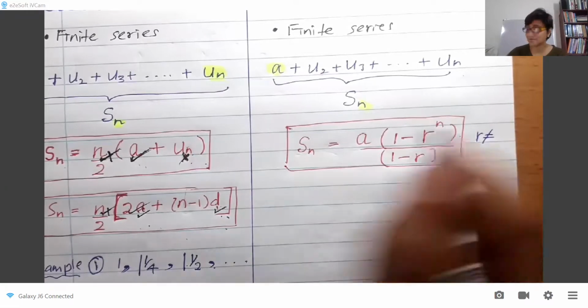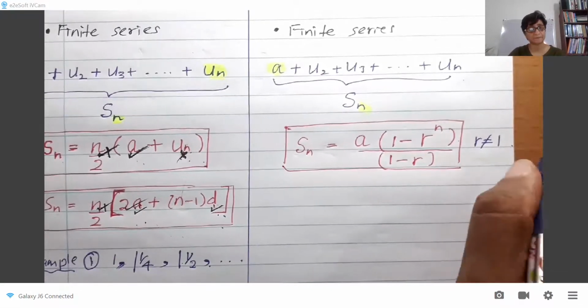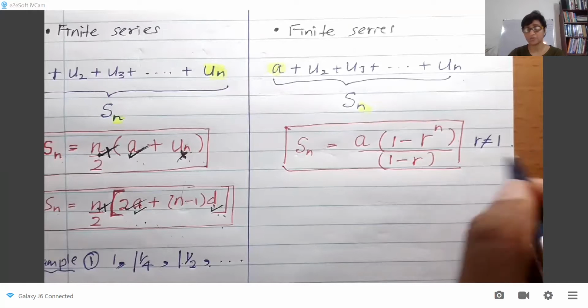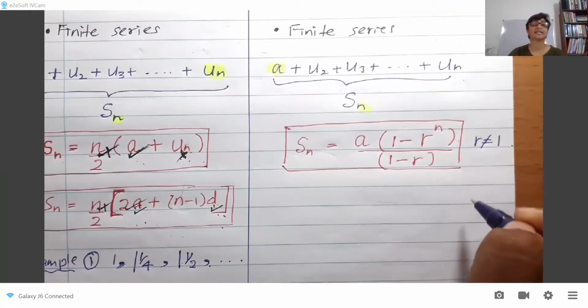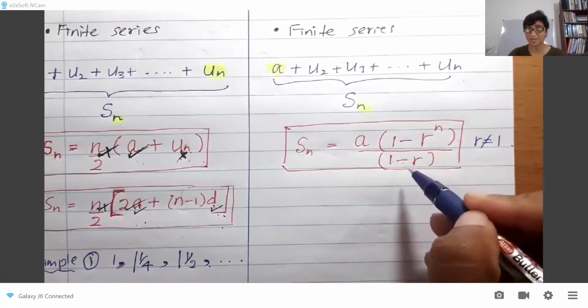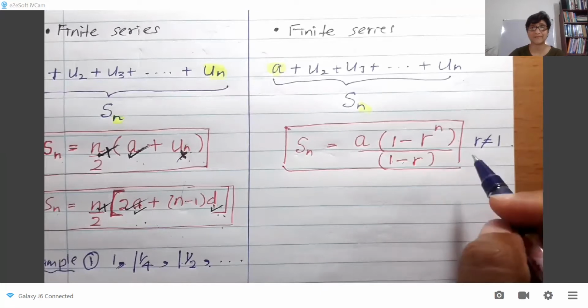Very good. Why, Senitha? Why can R not be equal to 1? What's the problem if R is 1? This formula is not going to work if R is 1. The denominator becomes 0. If R is 1, 1 minus 1, the denominator becomes 0. The formula gives you an error. It's not defined.